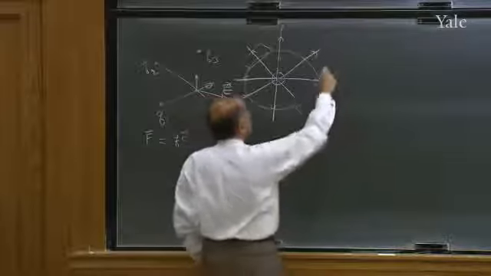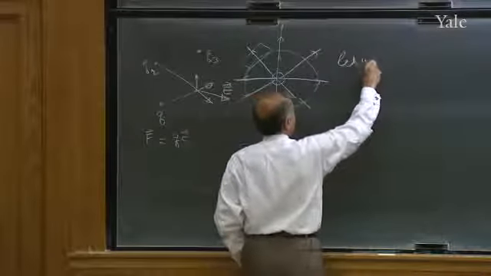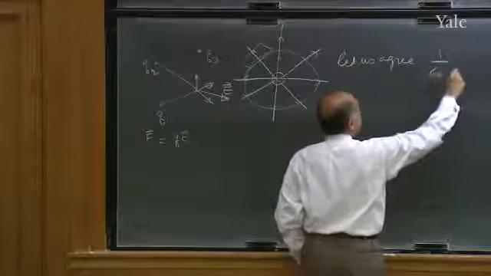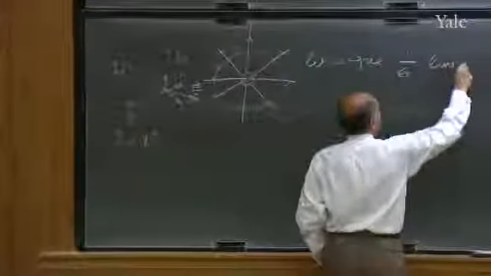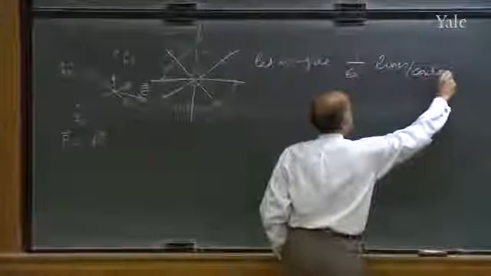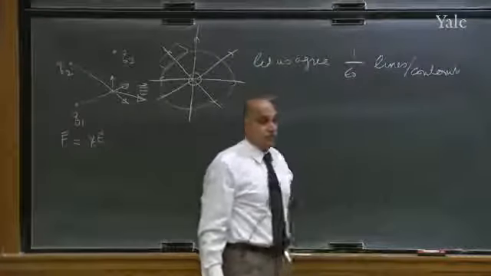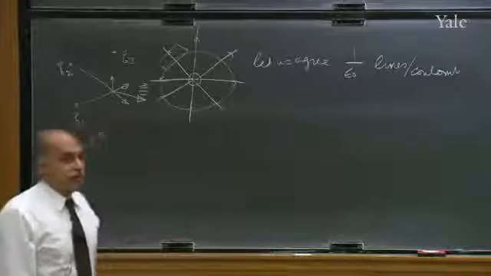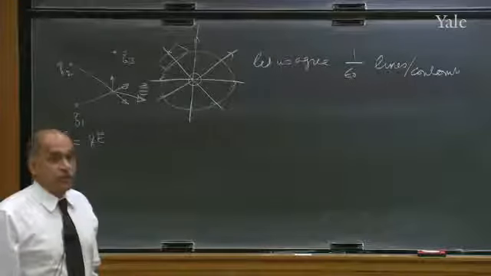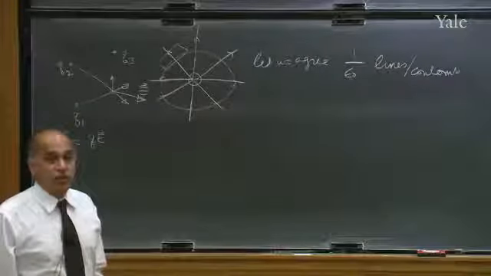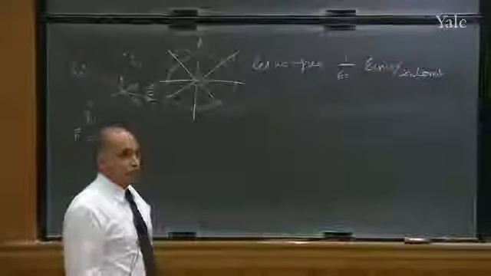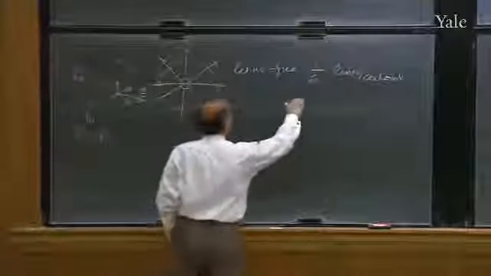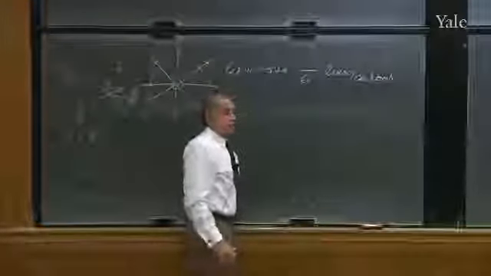And I said, let us agree that we will draw 1 over epsilon 0 lines per coulomb. This is not a necessity. It's just a convenience. It's like saying I want to measure distances in inches and centimeters for daily life. You can measure them in parsecs or angstroms, but you'll be dealing with nasty numbers. So it's a convenience, and the convenience here is let's pick 1 over epsilon 0 lines per coulomb.